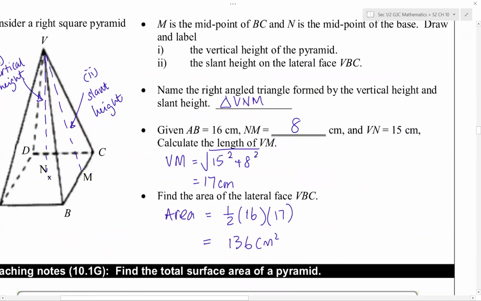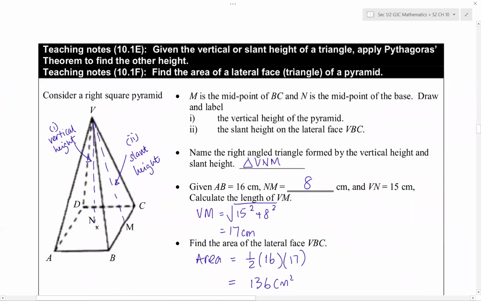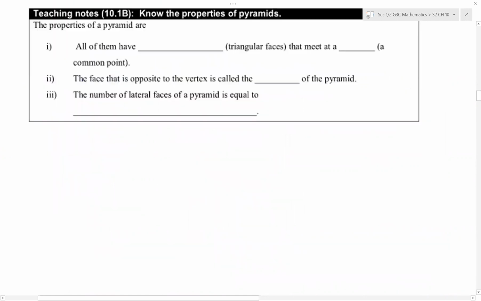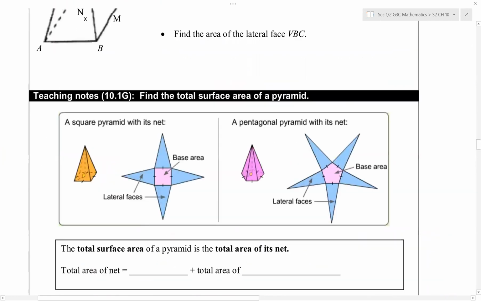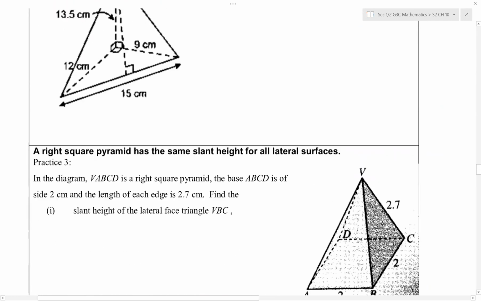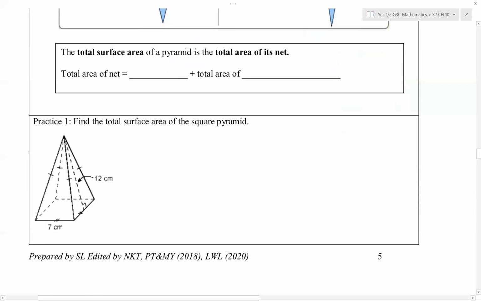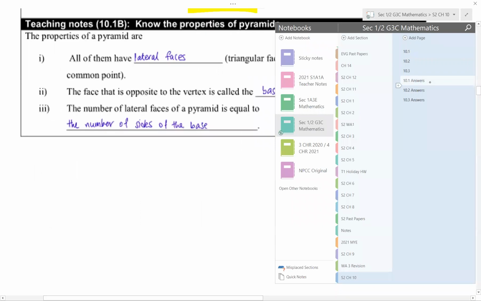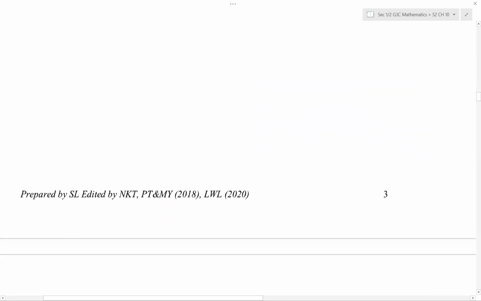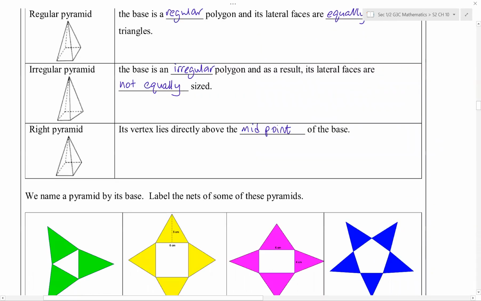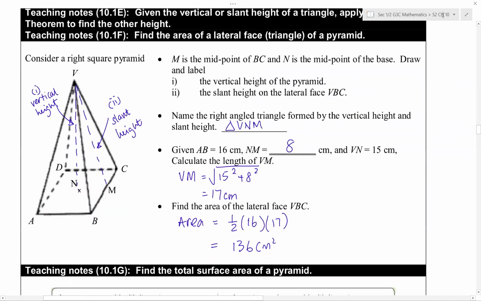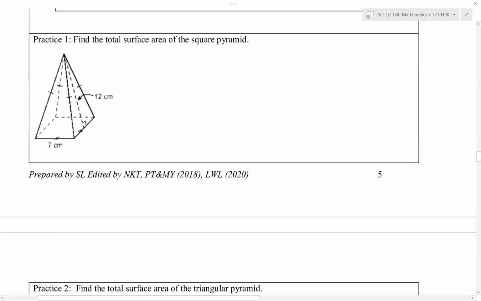Okay, let's start with this page. Was this covered? Page 5. Page 4, all the pyramids. Okay, let's start over here.